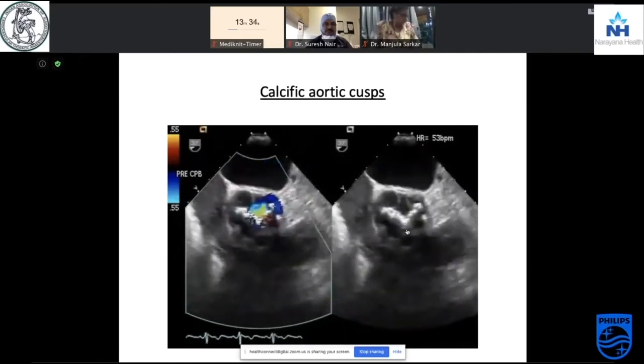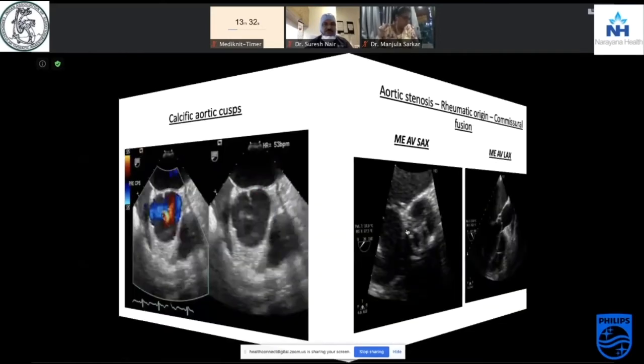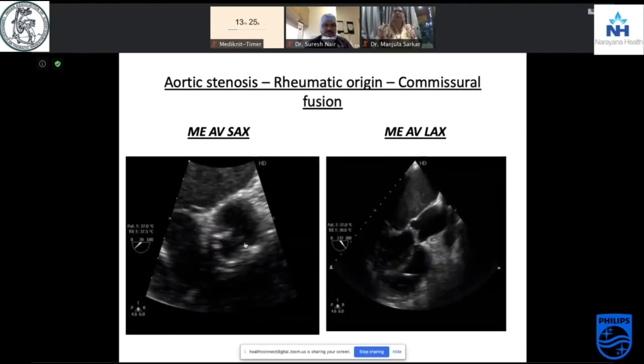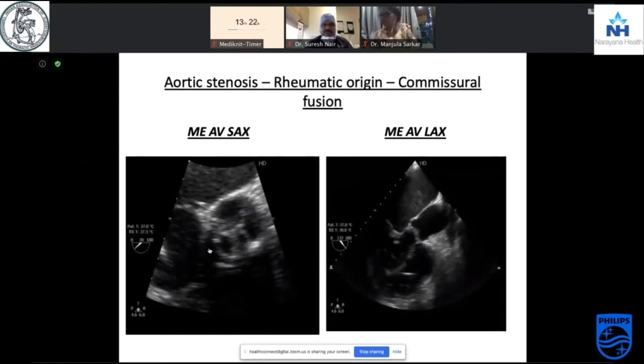What about rheumatic aortic valve stenosis? You can see on the left hand side a zoomed view of the aortic valve in short axis. The commissures between the right and the left cusps are united. On the long axis view, there is involvement of the mitral valve. Isolated aortic stenosis very rarely occurs in rheumatic disease; it almost always occurs with involvement of the mitral valve. Here on the right hand side, there is a diastolic doming as well as a dilated LA along with spontaneous echo contrast.